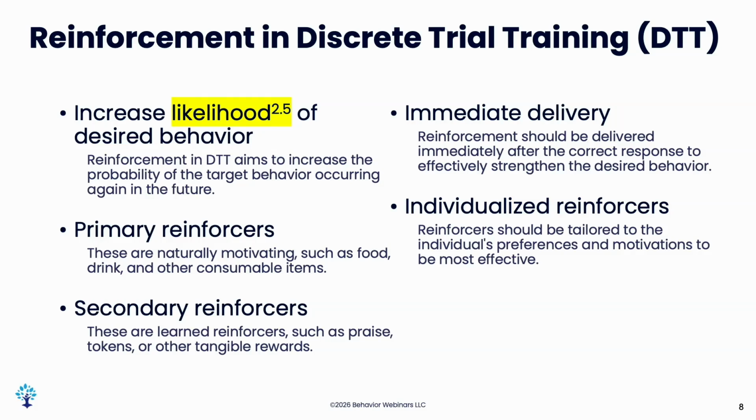Immediate delivery: reinforcement should be delivered right after the correct response. And I know I said if they're prompted into a correct response, it's not correct until they have no prompt. That's true, but we still give them reinforcement. Even if they're prompted into correctness, they still get reinforcement. It should be tailored to the individual's preference, and the motivation must be effective.